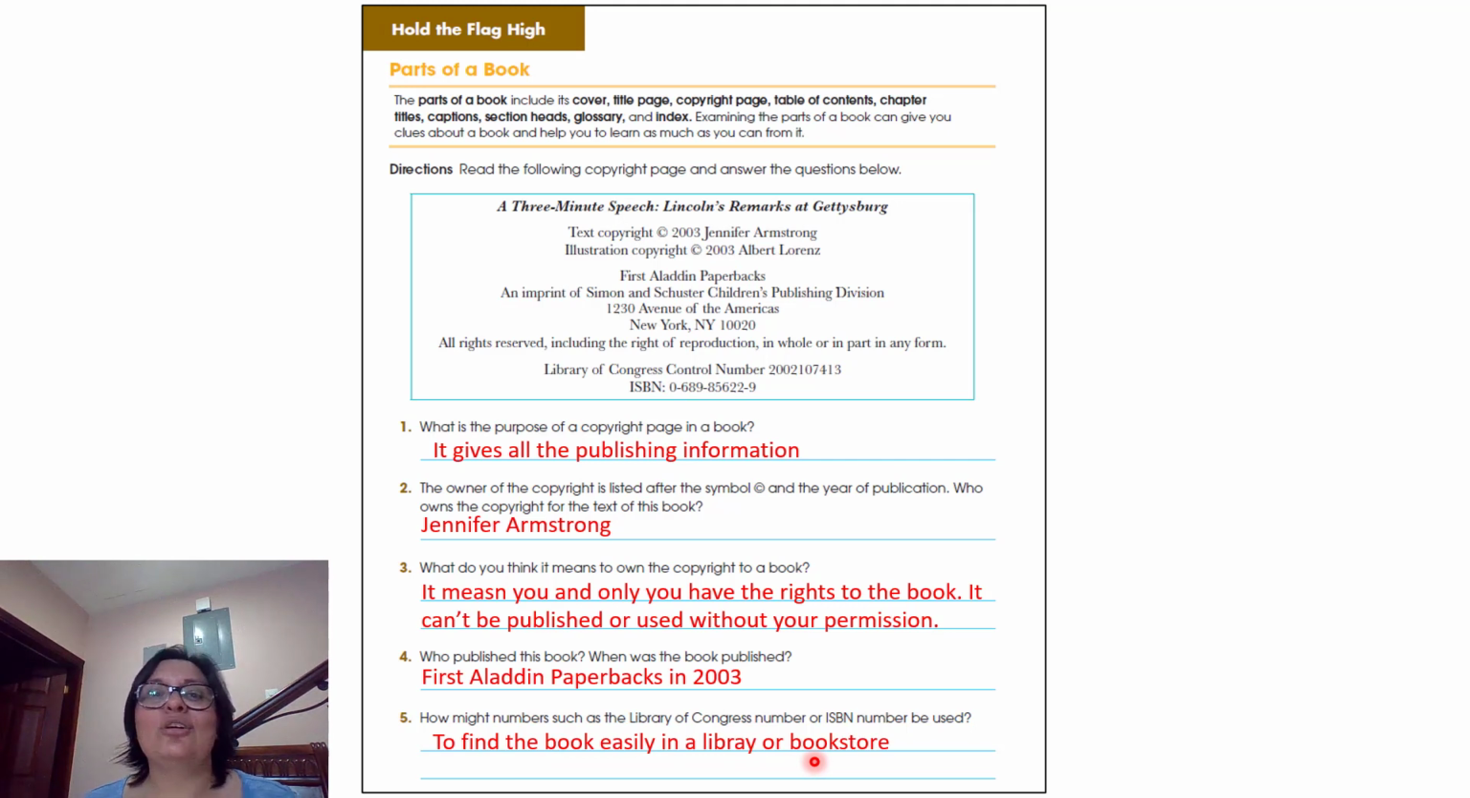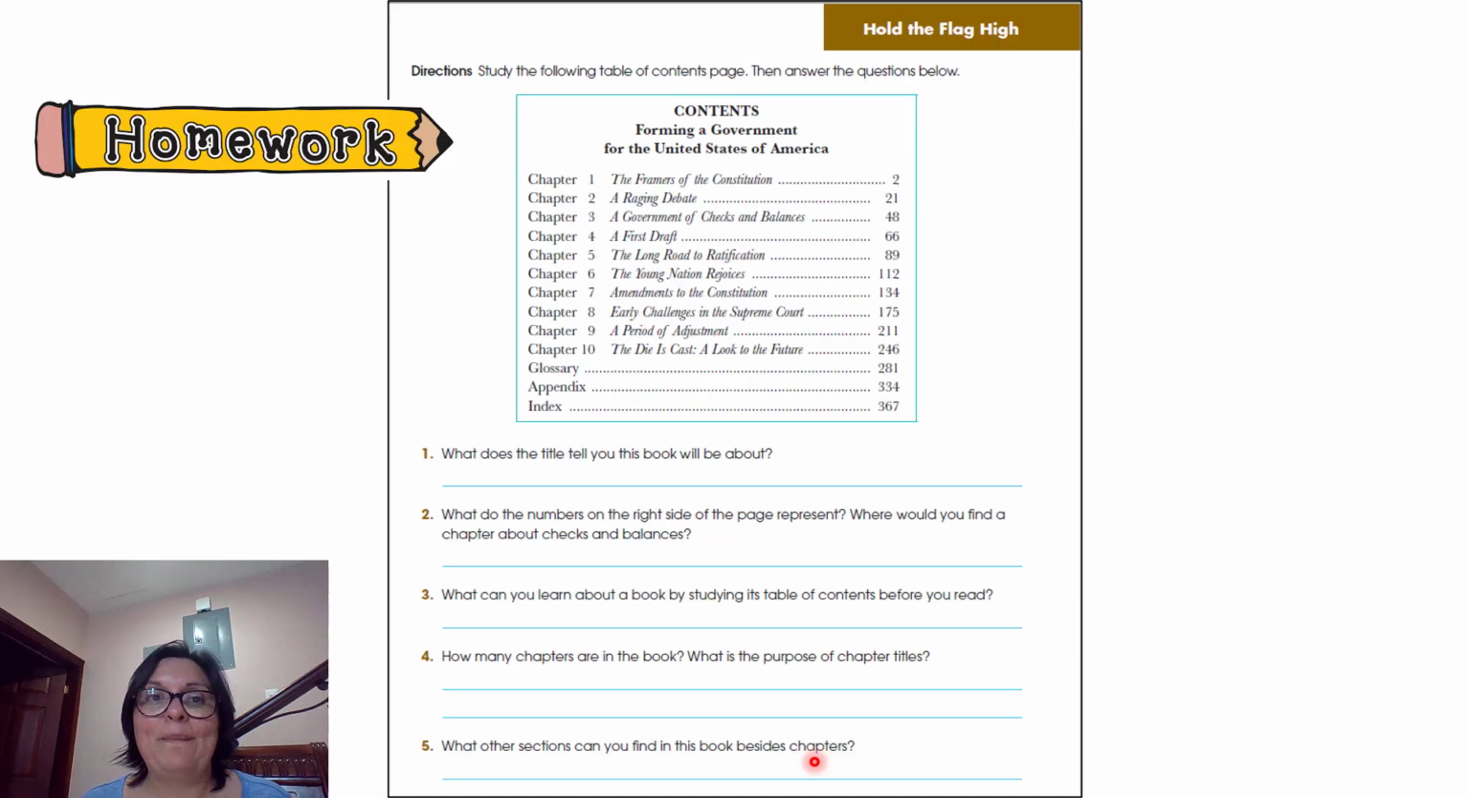Okay guys, so stop the video, complete the answers of this page because the next page is your homework. Page 79 is the homework that you have to do. Directions. Study the following table of contents page. Here you have a table of contents. And then answer the questions below. I'm going to read only the questions, but you are going to answer by yourself.